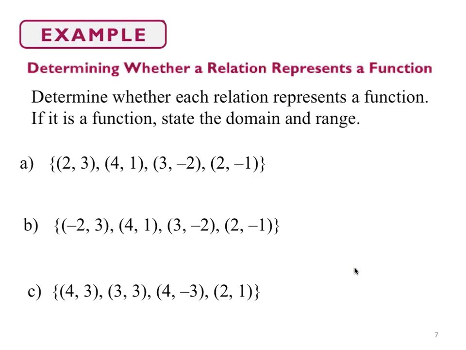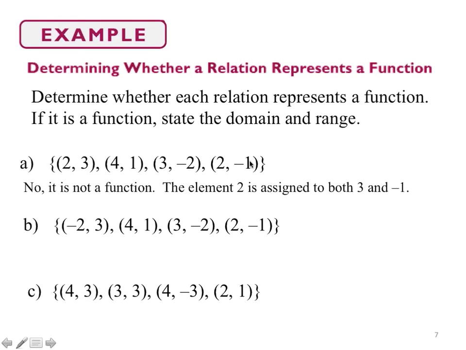Okay, we can also look at sets of points and determine if something's a function. So for A, we have points (2, 3), (4, 1), (3, -2), and (2, -1). One thing you might notice is you want to look for repeating values for x. If you look here, we have (2, 3) and (2, -1). So that one is not going to be a function because the element 2 is assigned to 2 different y's. So anytime you have the same x and 2 different y's, that is not a function.